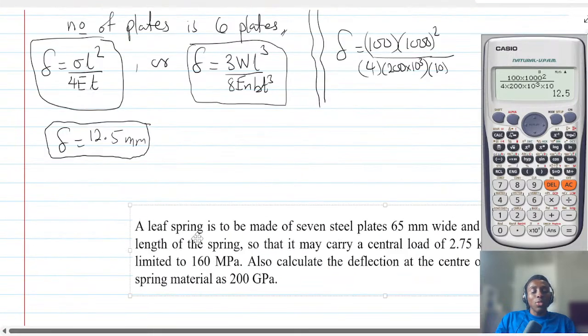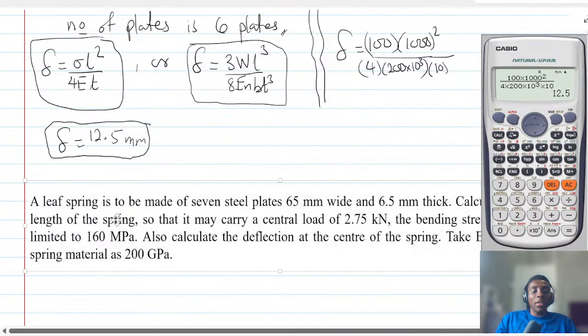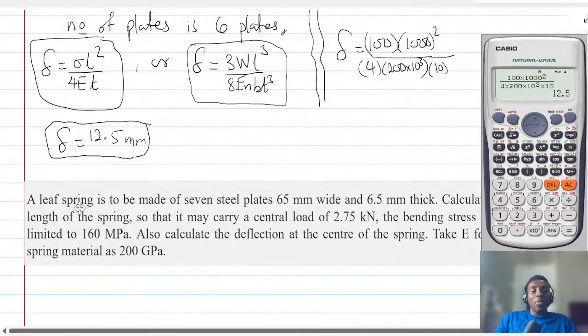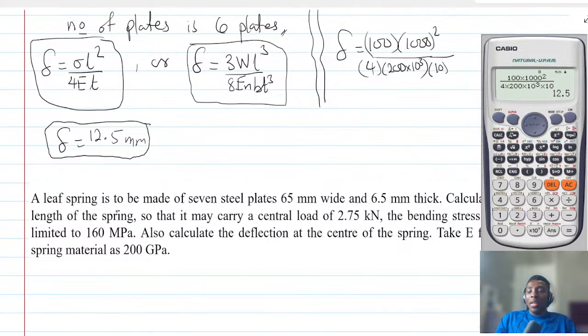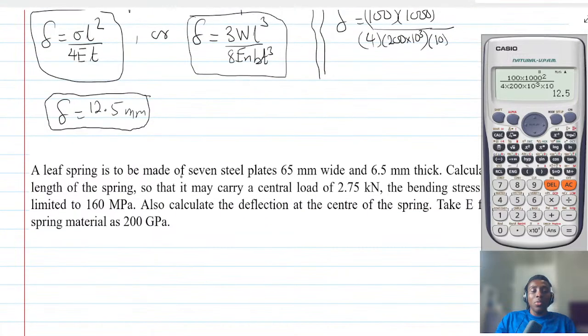Okay. So this one is a leaf spring, the same preamble, but then in this question, a leaf spring is to be made of 7 steel plates. So that tells you that N is 7. The width is 65, so B is 65 millimeters, 6.5 thickness. So T is 6.5 mm.